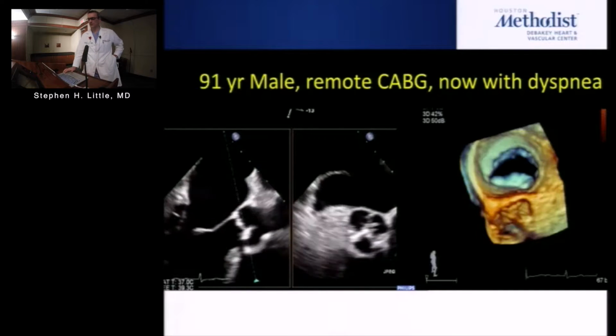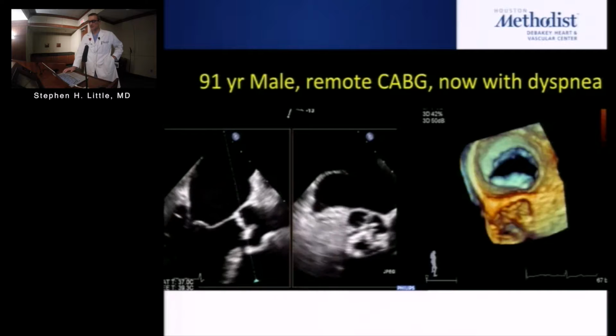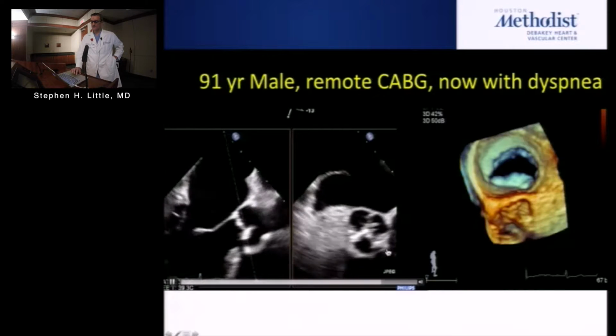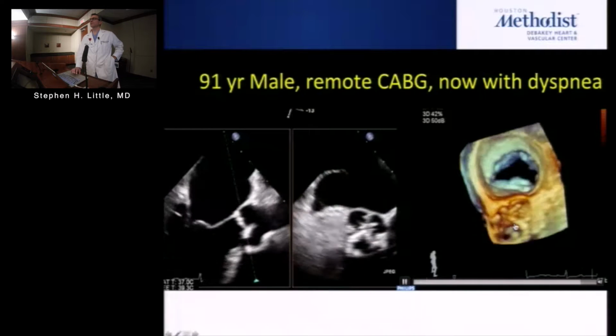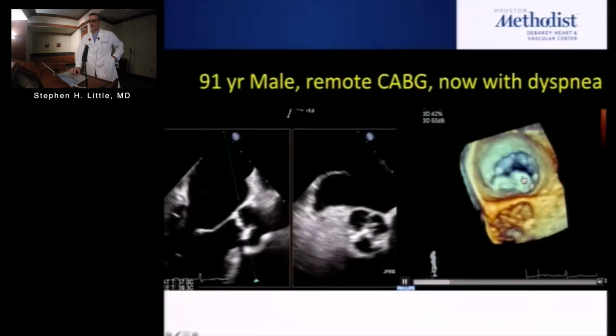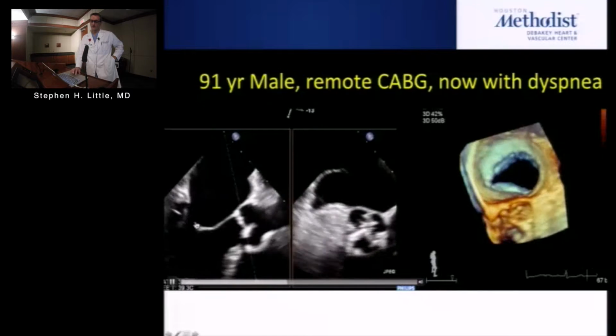A 91-year-old gentleman. He had a remote history of CABG. Now presents with frank dyspnea at rest. The echo is pretty obvious. He has the worst combination. He has an aortic valve that doesn't open, and he has a mitral valve that doesn't close. So this is AS with functional MR.